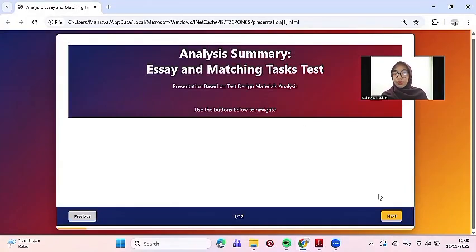Today, we will talk about the types of assessment. The first is essay test, and the second is matching task. In the session, we will see what they are, how they work, their limitations and advantages, and how teachers can use them effectively in class to measure students' learning.